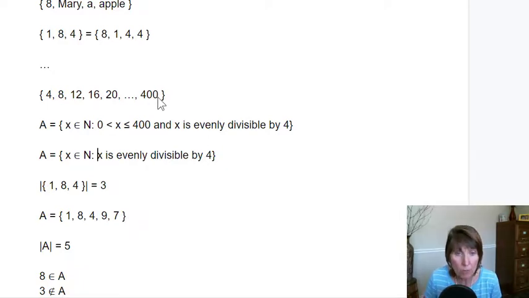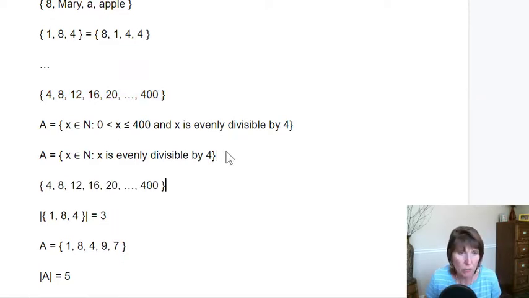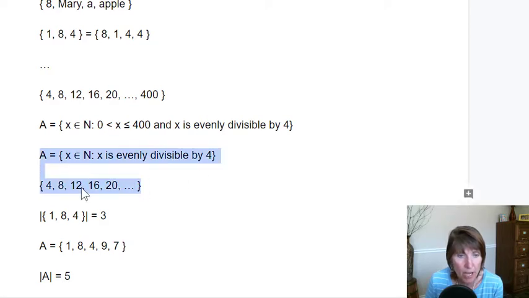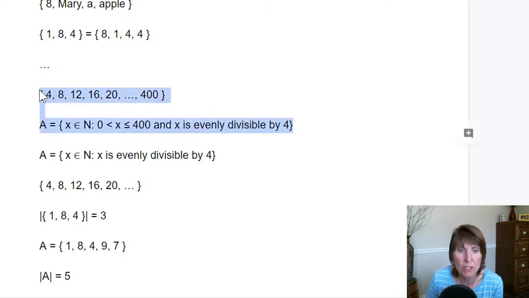What would that be if we did this one in roster notation? It wouldn't have the boundaries. It's a natural number, it starts with 4 and goes up, so it's greater than 0, and it just keeps going. It's infinite. So these two match. One is the roster notation, and one is the set builder notation.